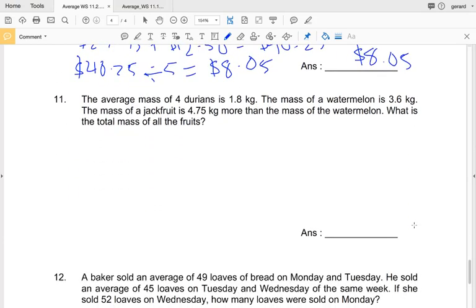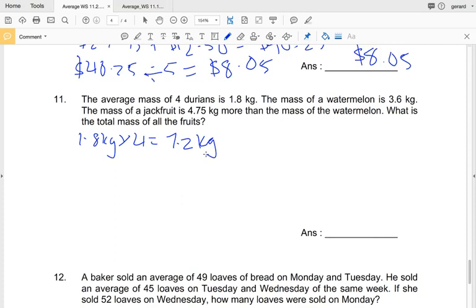Average mass of 4 durians is 1.8 kg. Mass of watermelon is 3.6. Mass of jackfruit is blah, blah, blah. Total mass of all the fruits. Okay. Find the total of 4 durians: 1.8 kg times 4. We get 7.2 kg.